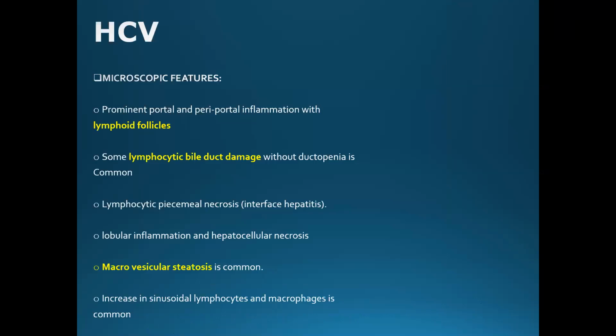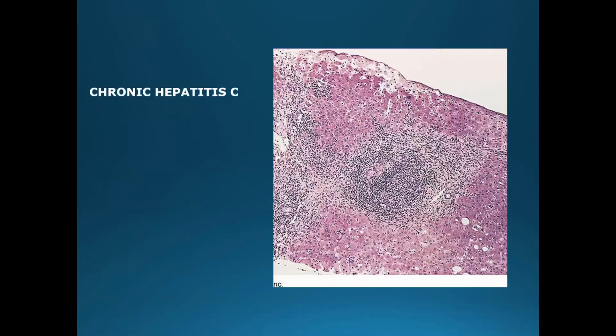All right, now regarding the microscopic features of HCV infection, what you have here, like we have just discussed, lymphoid follicles, mild ductopenia, and also steatosis. Of course, none of them is specific for HCV, and you may see them in other conditions as well. This is why it is only part of the diagnosis and not the full, gold standard.